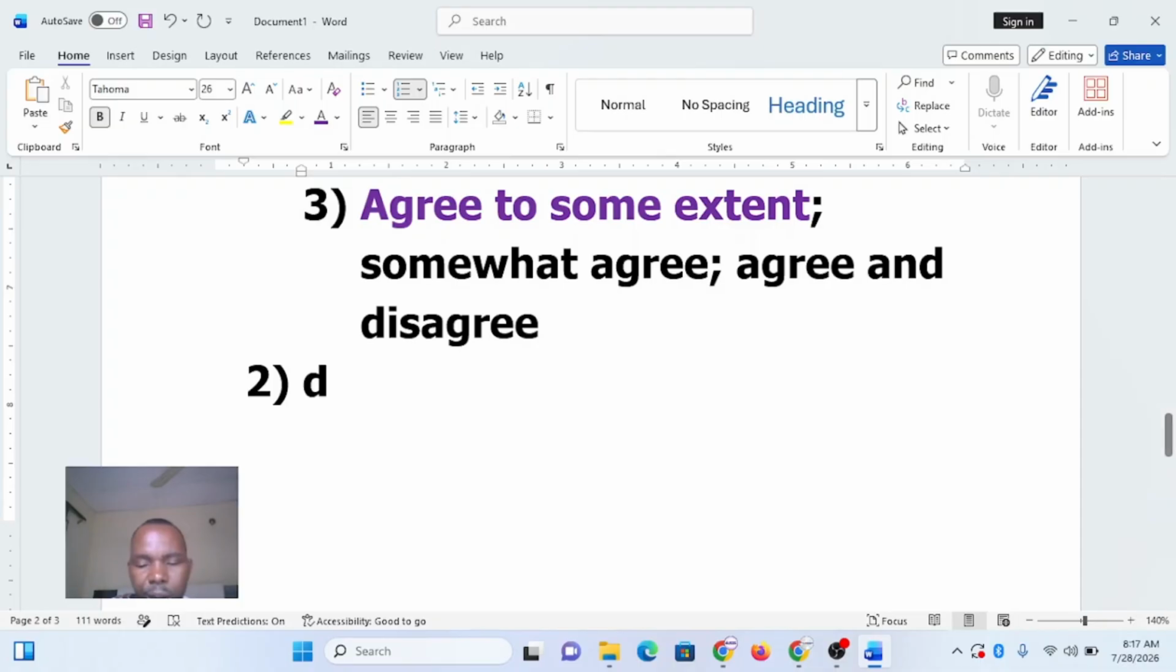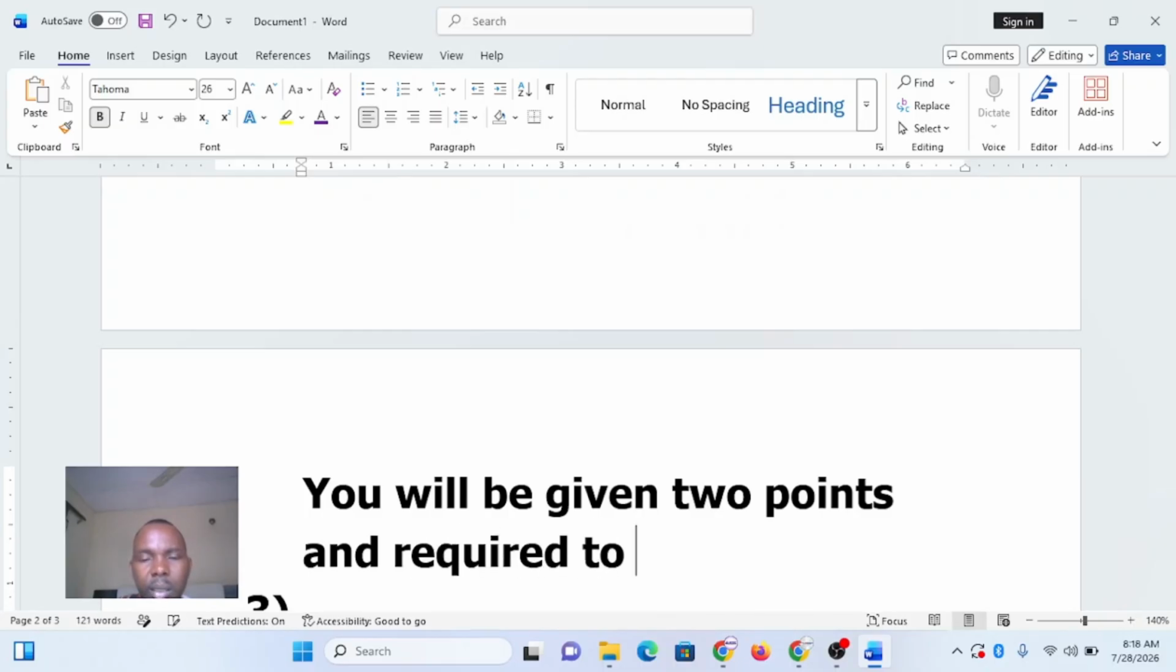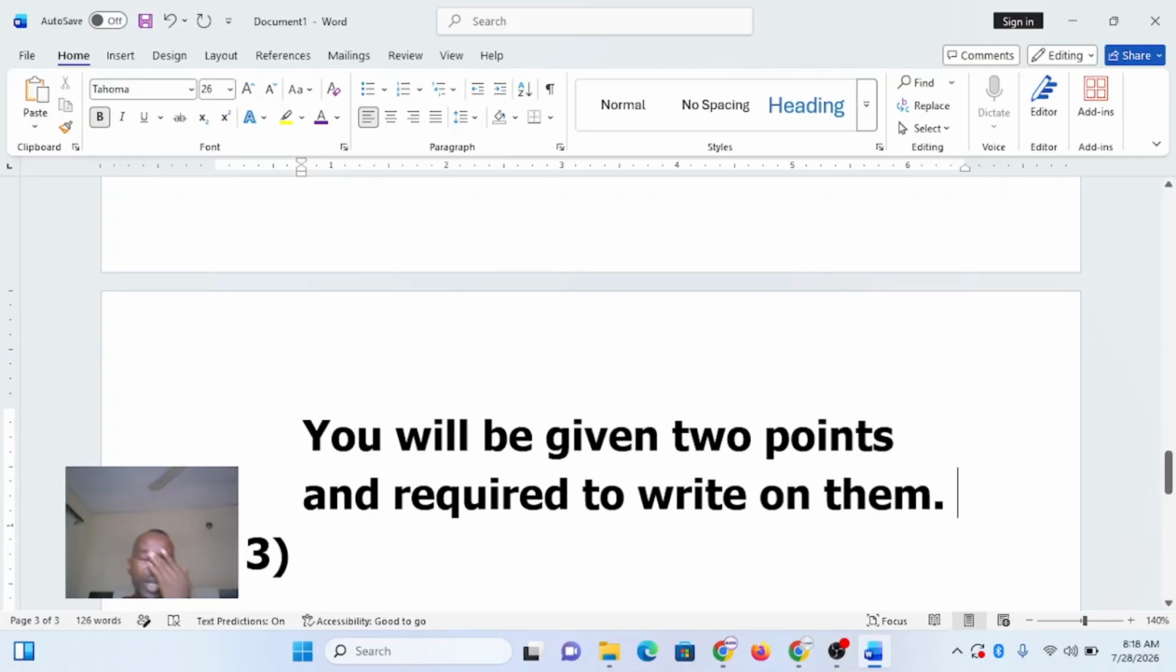The second type of essay is called a discussion essay. Now, why is this a discussion essay? In a discussion essay, you will be given 2 points and required to write on them. So you see, this is a bit different from the opinion essay. Here, you'll be given 2 points, you'll be given two views, you will be given two opinions, and then your task will be to write on them.